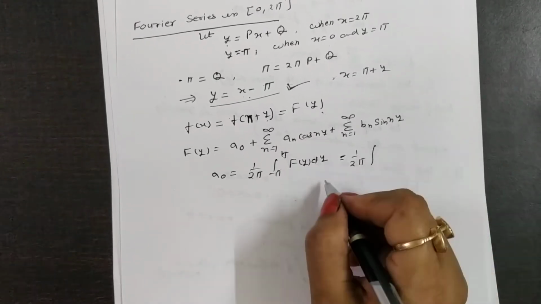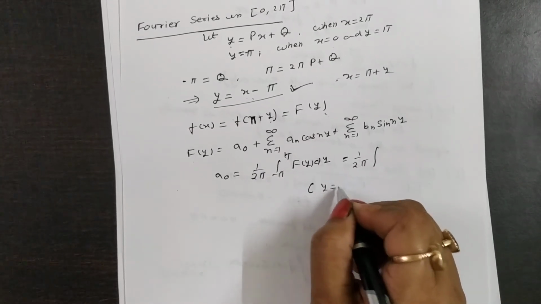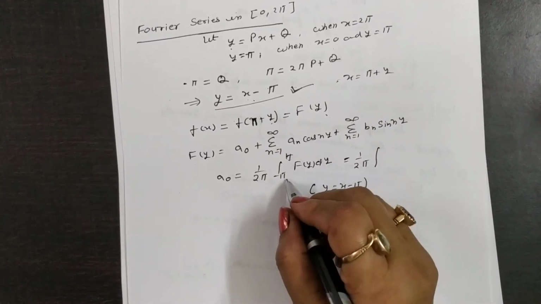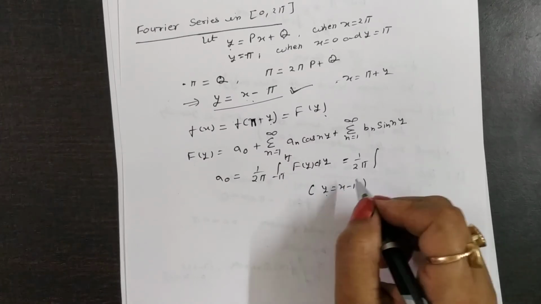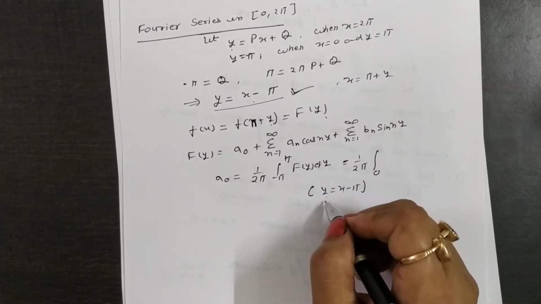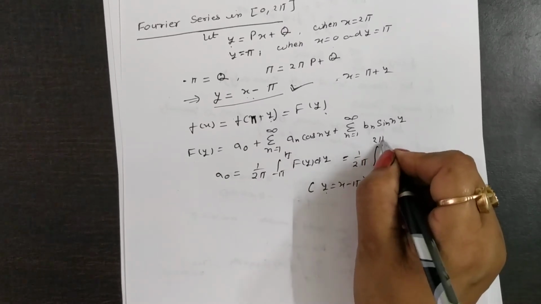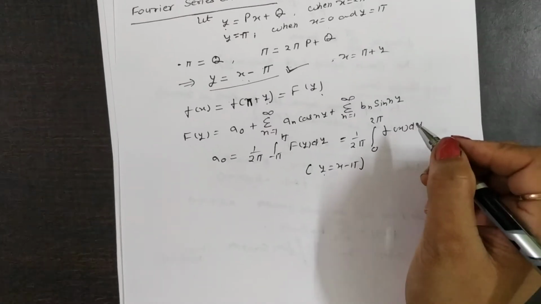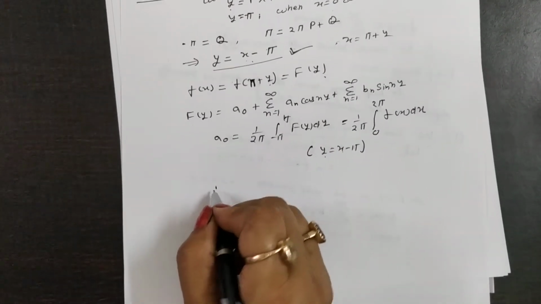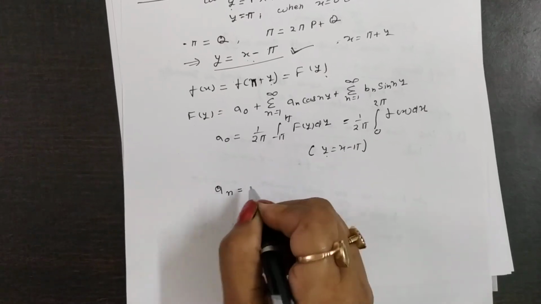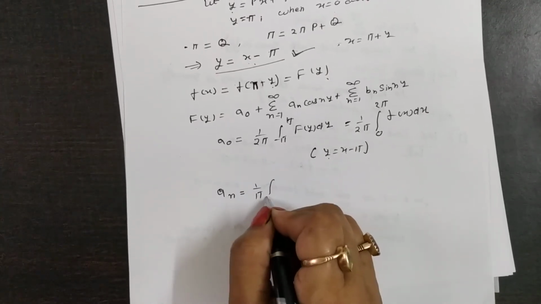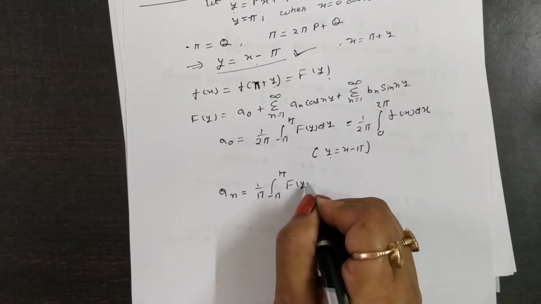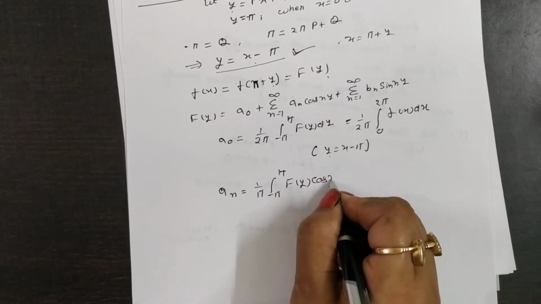Now here y is equal to x minus pi, so taking this limit, if you take y is minus pi, then x becomes 0. If you substitute here pi, then x becomes 2 pi, f of x dx. Similarly, an you can also find out, 1 by pi, you know this result, integral from minus pi to pi of f of y cos ny dy.